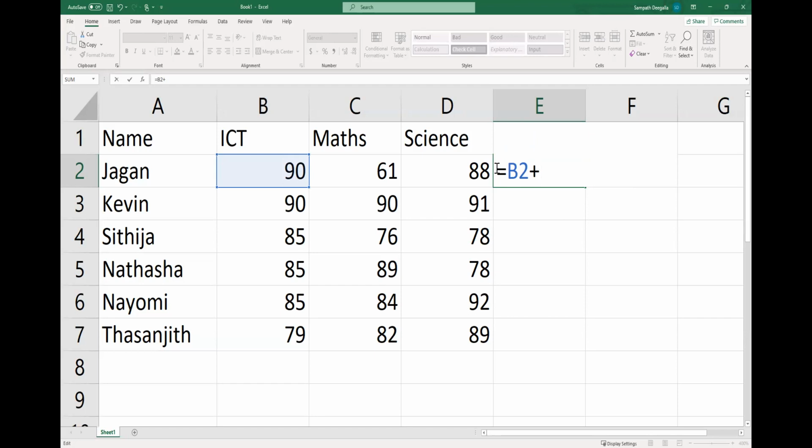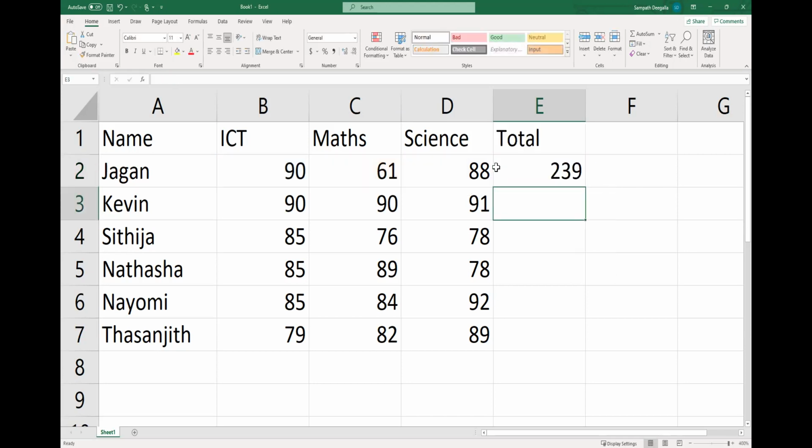Then we are going to have maths. In this particular case, maths marks for Jagan, which cell? Yes, it's in C, then we have 2, so C2 plus. Then we have science, so for science we have D2. So this is the equation we can write for this.